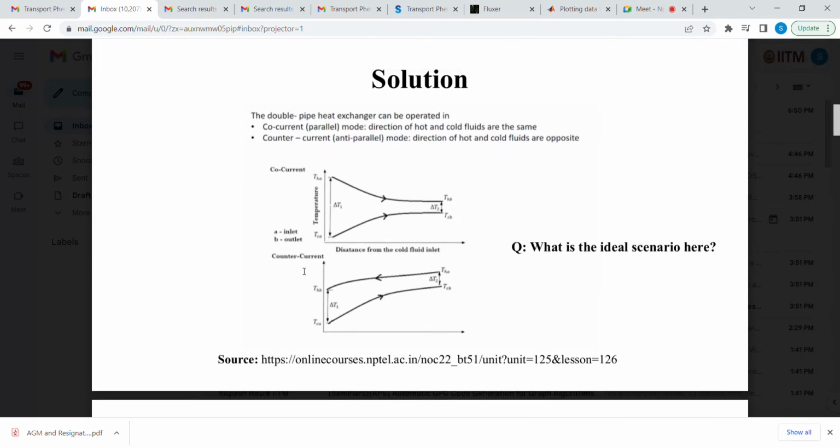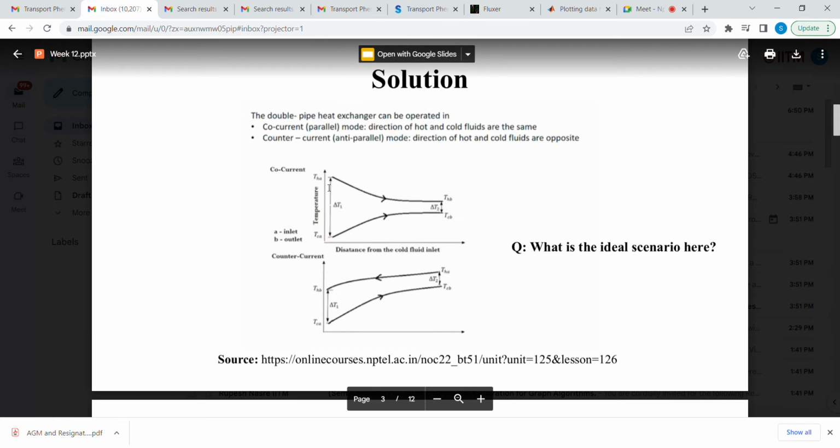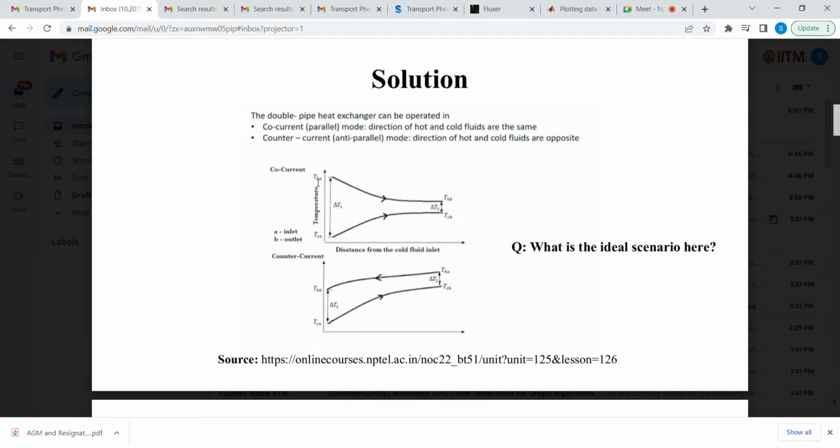All right, so a double pipe heat exchanger can be operated in two modes. One is the co-current mode, where the direction of the hot and cold fluid are the same, and the counter-current or the anti-parallel mode, where the direction of the hot and cold fluids are opposite. So when it is co-current, this is the hot, this is the cold. This is the distance from the cold fluid inlet, the x-axis, and the y-axis is the temperature. This is the temperature of the fluid at the start.